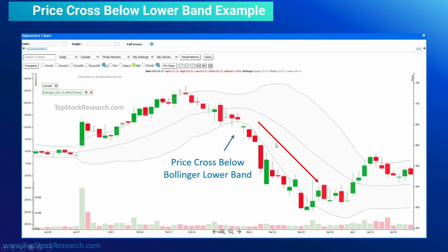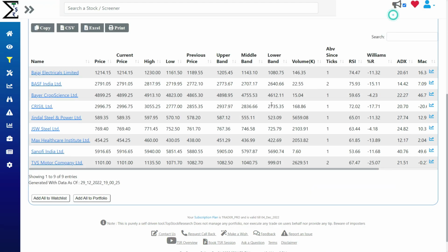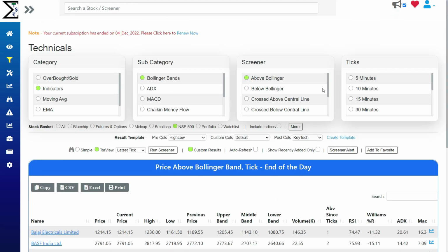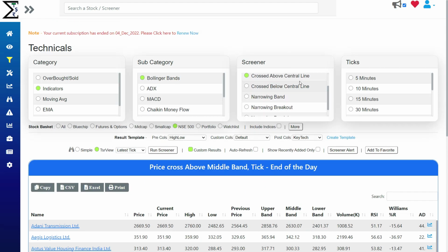So guys, you understood. One of the screeners that we have seen here is above Bollinger Band. The second one, which we discussed, is above central line. You can go and look at it, and then narrowing, we'll cover that in a short while.